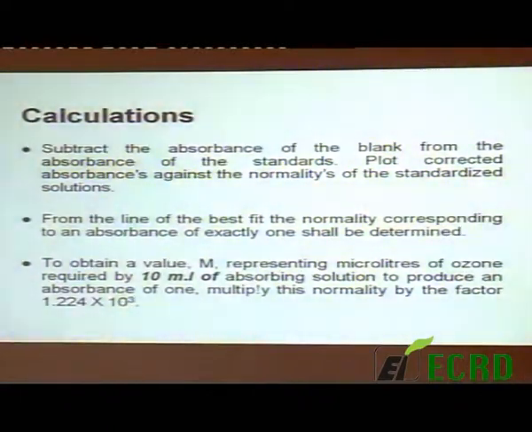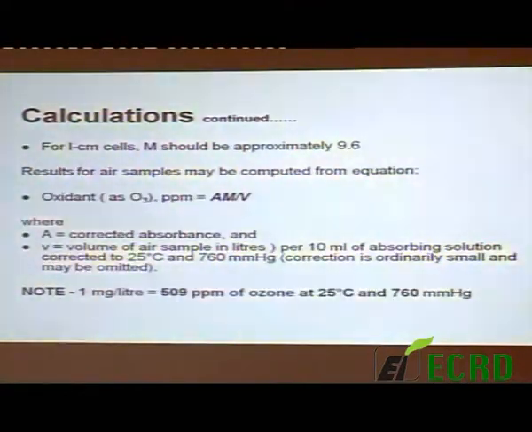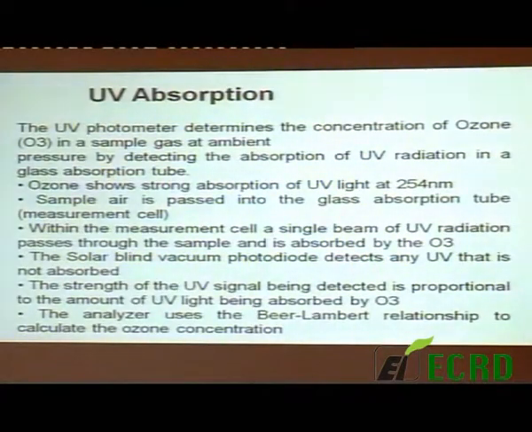To obtain a value m representing microliters of ozone required for 10 ml of the absorbing solution to produce an absorbance of 1, multiply this normality by the factor 1.224 times 10 to the power 3. Next. For a 1 centimeter cell, m should be approximately 9.6. The result of an air sample may be computed from the equation AM/mV, where AM is the corrected absorbance and V is the volume of air sampled in cubic meter.